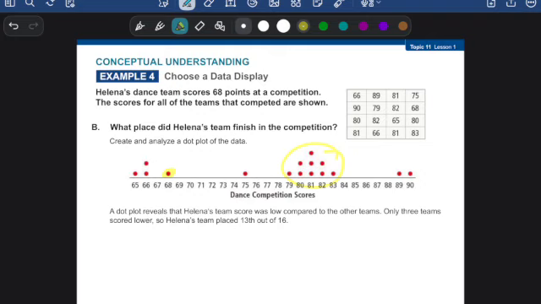According to this dot plot, what place did Helena score on her team? Well, there were a total of 16 teams, and there were only 3 teams that scored lower than her team. So if this was the 16th place, 15th place, 14th place, Helena's team scored 13th out of 16.